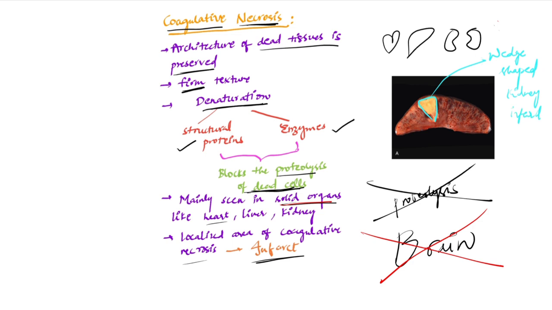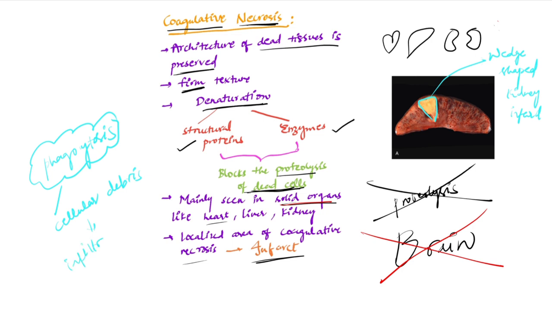Okay, so how are these necrotic cells removed? These cells are removed by phagocytosis. They are removed by phagocytosis of what? Of cellular debris. Whatever debris is there after necrosis is removed by phagocytosis by infiltrating leukocytes. So how are the necrotic cells removed? Whatever cellular debris is present undergoes phagocytosis by the infiltrating leukocytes. Okay, so this is about coagulative necrosis.